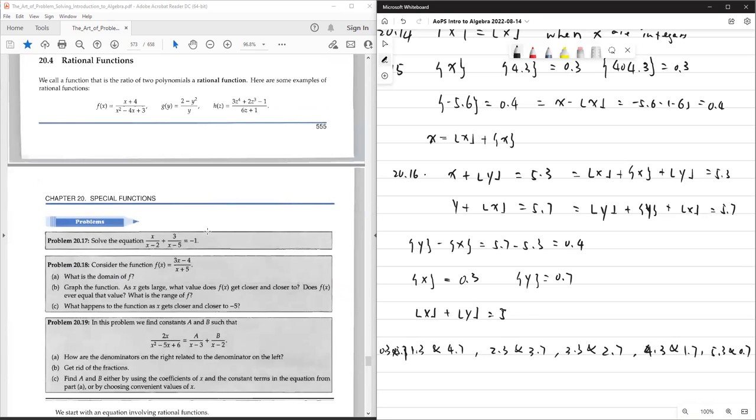We're out of time, so I'm going to let you go, and we'll come back and talk about rational functions. So not relational, rational functions. Hopefully I'll close out this chapter today.